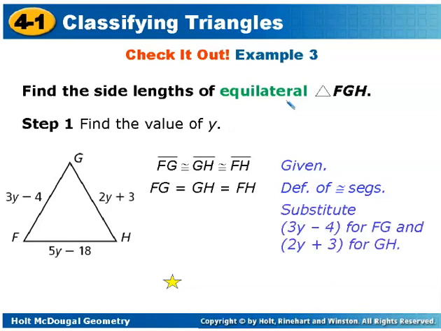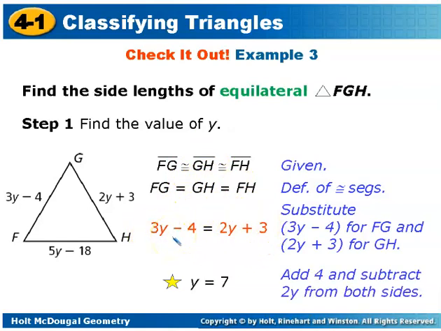Okay, and you could have used GH and FH, or FG and FH, and done pretty much the same thing. And once I get my algebra set up, right, these are my relationships, this is the actual algebra after substituting, I'll go through the work, and you should end up that y is 7.